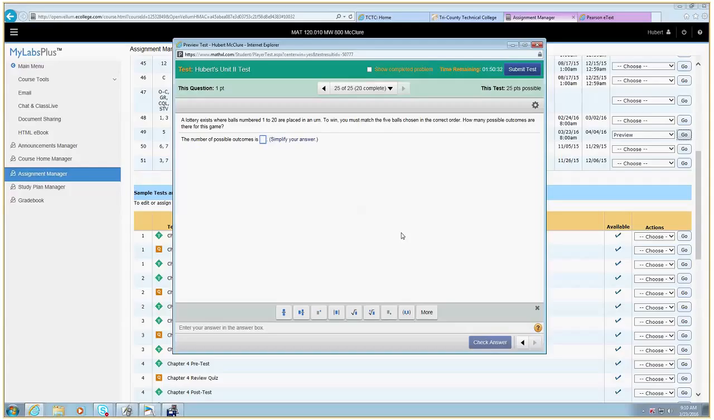I don't like this book. What do you get? 1,860,480. Is that what you got? 1,860,480? We'll see what it like. Is that it? Is that all the questions? I made this test too easy. I think I need to go back and change it. What do y'all think?